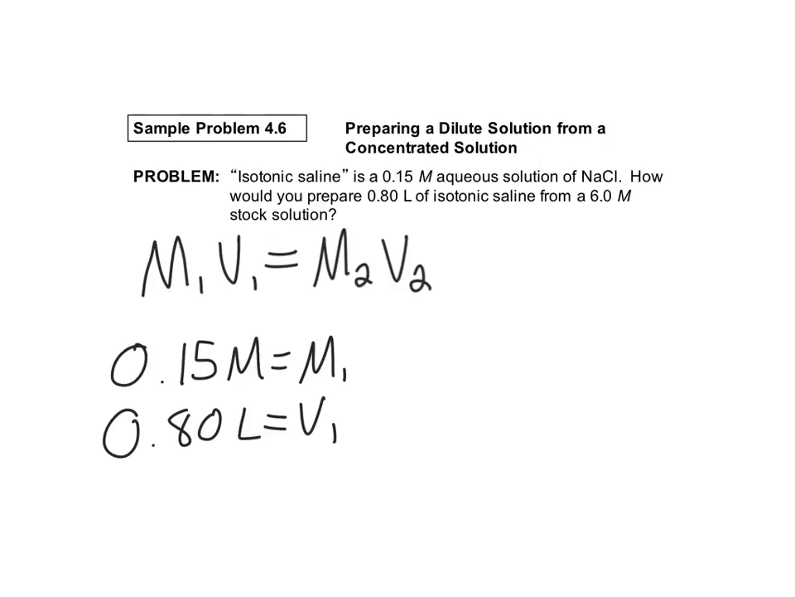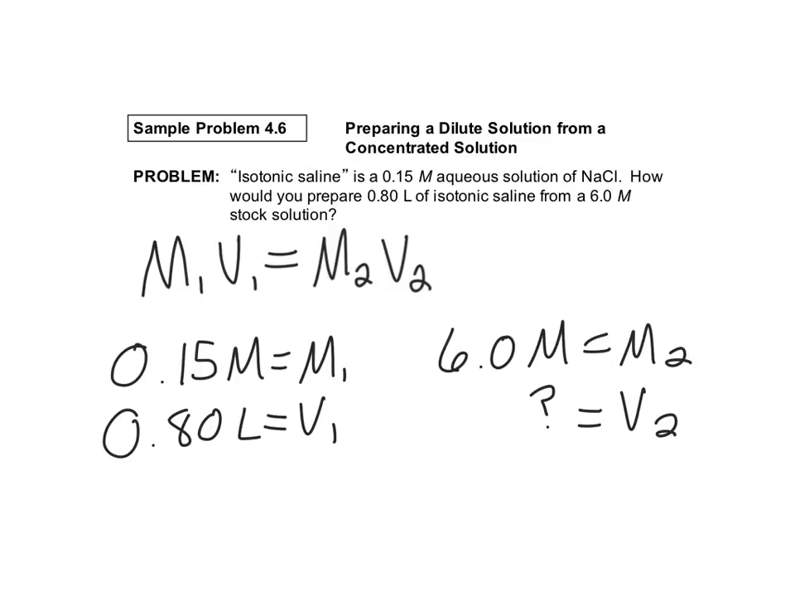So that means my M2 then is going to be what I'm starting with, my 6.0 molar. That's the concentration of my stock solution of the sodium chloride. And then V2, we don't know what that is, so I'm going to put a question mark equals V2, right? Because that's going to answer my question. That's going to tell me how I would prepare this, the volume of that 6 molar stock.